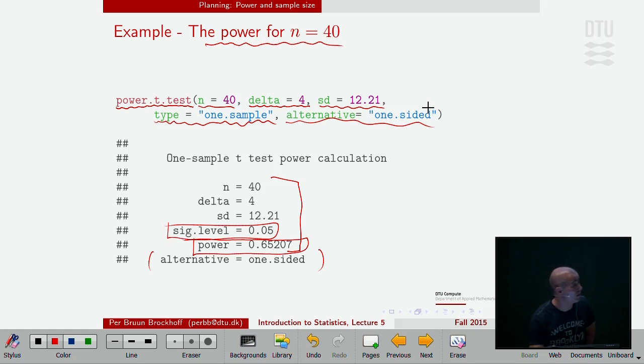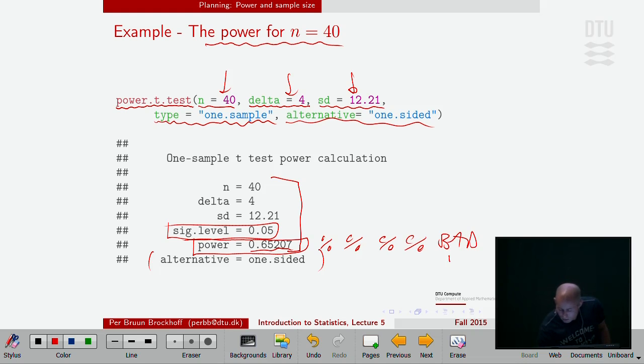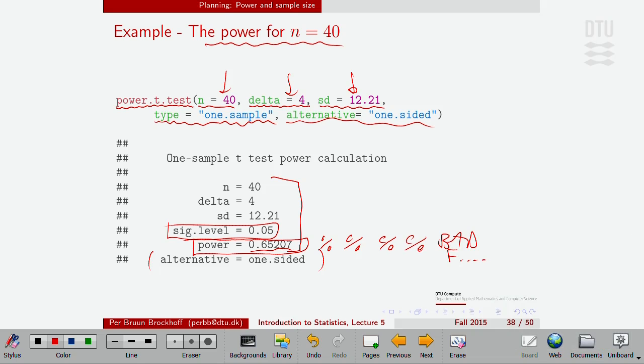I didn't give it that. I could have chosen that differently. So it chooses by default 5% if we don't tell it anything else. So we're down at 3 inputs. The n, the delta, and the sigma. Having decided the situation, it tells me power is 65%. The power of 65% is not good. It's not good enough. It's almost not better than a 50-50 chance.